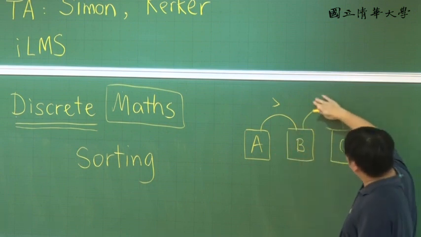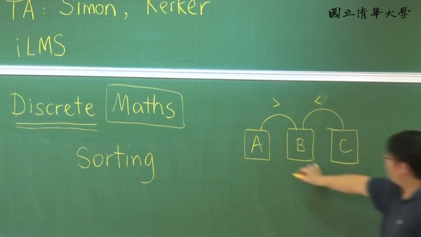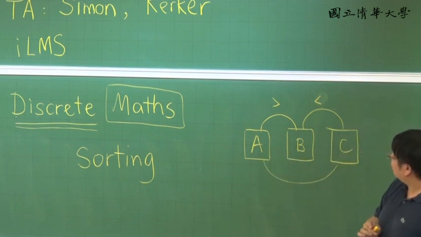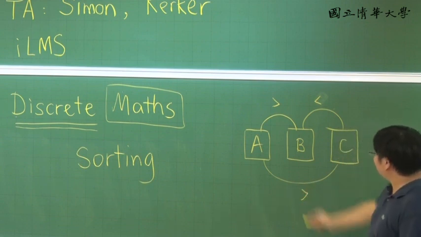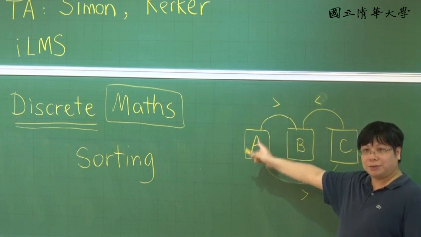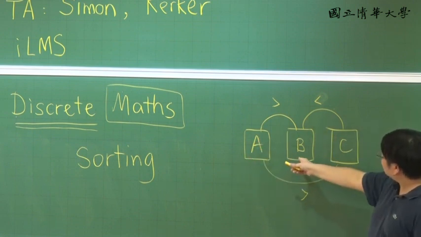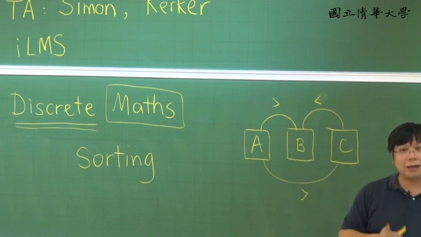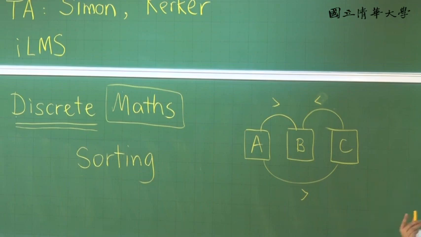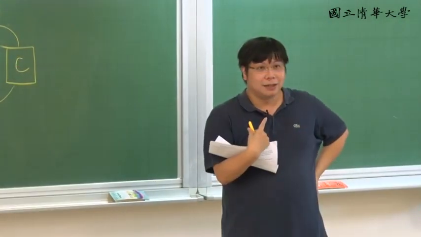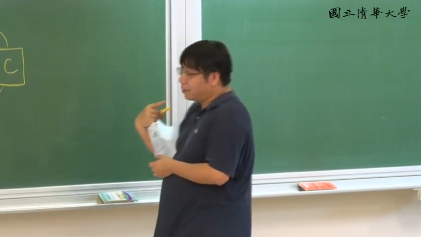But on a bad day, maybe this is smaller. Then what should we do? Then in that case, we compare A and C. Maybe this is greater. Then we know that A will be the greatest number because it is greater than any other 2 numbers. And then C is the middle one, and B is the smallest one. It works. So this is a method that we can sort 3 numbers, by comparing every pair of numbers.